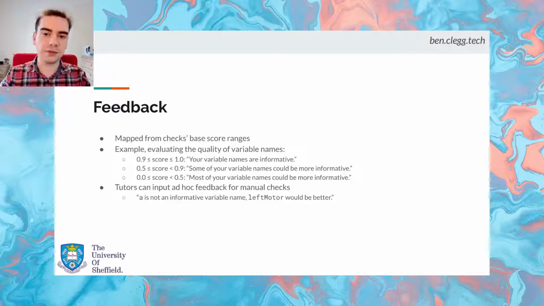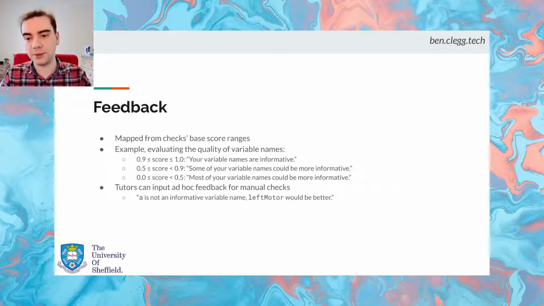The checks also provide feedback. This is mapped from the normalized base score ranges of the checks. For example, for a check evaluating the quality of variable names, if you had a score between 0.9 and 1, the feedback may be "your variable names are informative", whereas lower scores would inform the student that they need to use more informative variable names. Tutors can also add ad hoc feedback for manual checks. So when they are running the manual check, they can give one student solution specific feedback according to the context. In this case, say for example, the particularly poor variable name, the letter A, may be suggested for replacement.